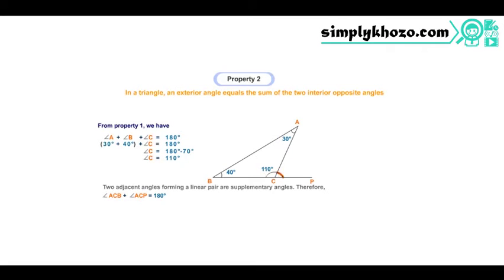angle ACB plus angle ACP is equal to 180 degrees. Angle ACP is equal to 180 minus 110. Therefore, angle ACP is equal to 70 degrees. You can see that the magnitude of angle ACP equals the sum of angle A and angle B. Therefore, in a triangle, the exterior angle equals the sum of two interior opposite angles.